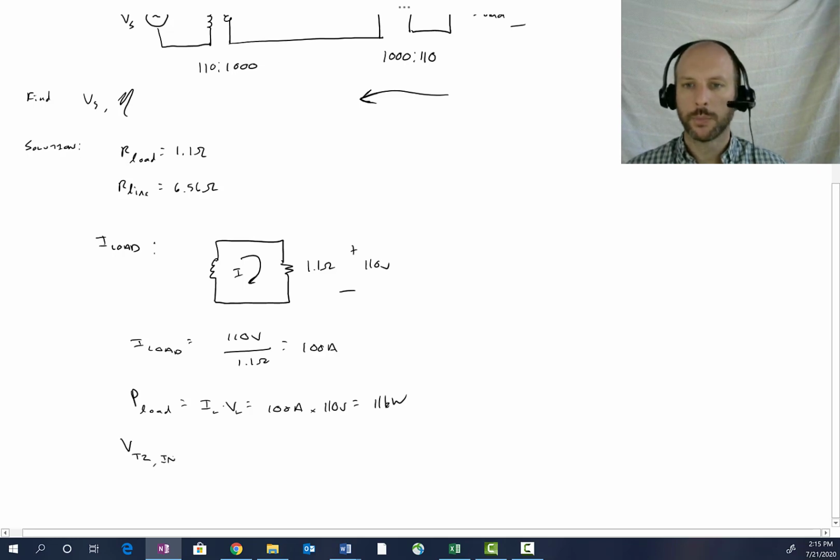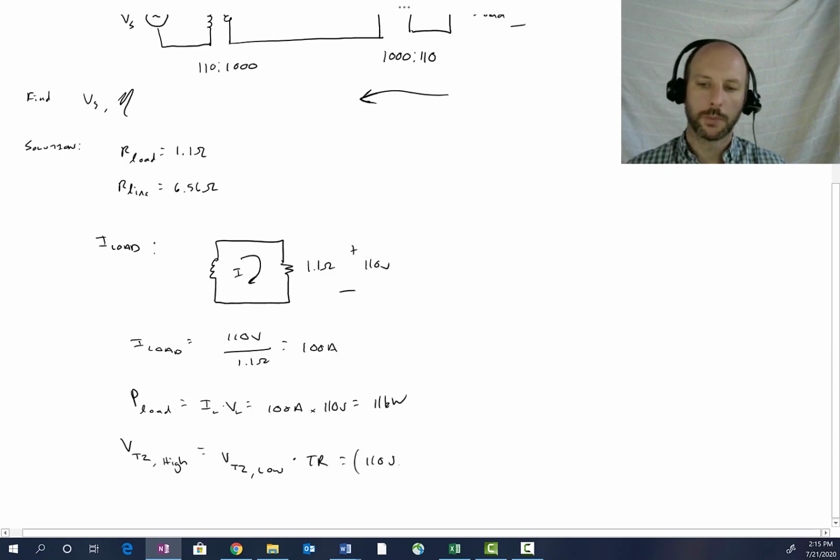Either would be okay. So for the second transformer, the high side voltage is equal to the low side voltage times the turns ratio. The symbol for turns ratio is just TR. We already know that the low side voltage is 110 volts. That was given in the problem statement as the load voltage. Then we just need to multiply that by the turns ratio, 1000 over 110. That gives us a high side voltage of transformer 2 of 1000 volts.